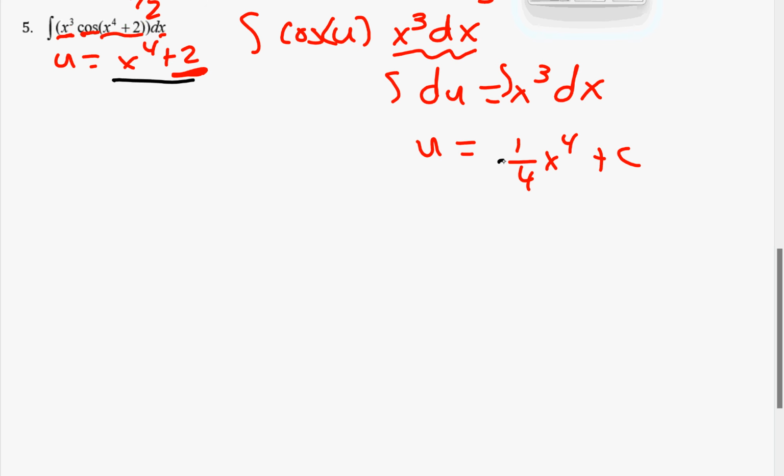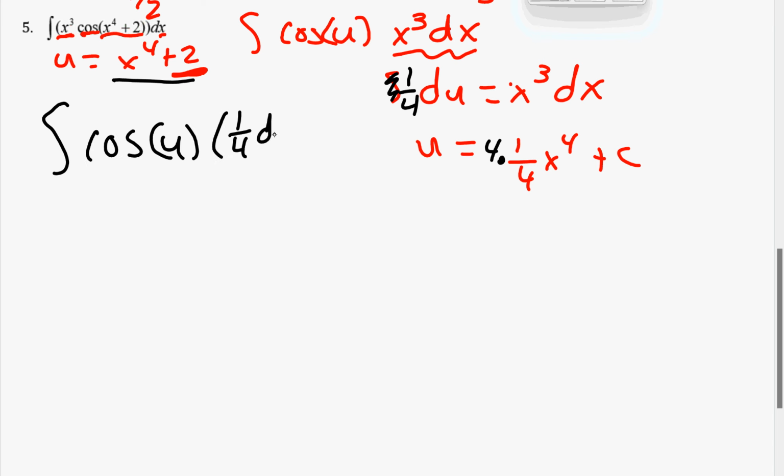Well, I need to times this by 4. So that means I need to times this by 4. So if I try to get x cubed dx by itself, I would have to divide that by 4. So this is going to turn into 1/4 du. So then x cubed dx is 1/4 du. So then we can substitute that in. Cosine of u, 1/4 du.